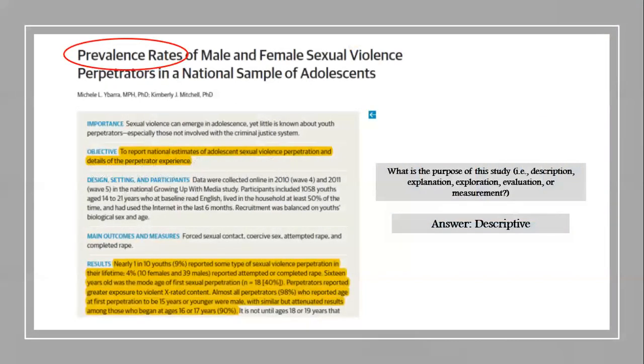And so here we see, and I circled prevalence rates in red because again, I'm trying to sensitize you to the language in the literature. Immediately when I see this title, this jumps out at me: prevalence rates of male and female sexual violence perpetrators in a national sample of adolescents. So immediately when I see this word prevalence rates, that tells me this is at least in part a descriptive study, okay? But as we read the objective of the study and the results here highlighted in yellow, we see that the sole purpose of this study is descriptive in nature.